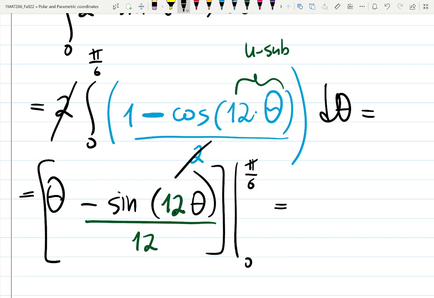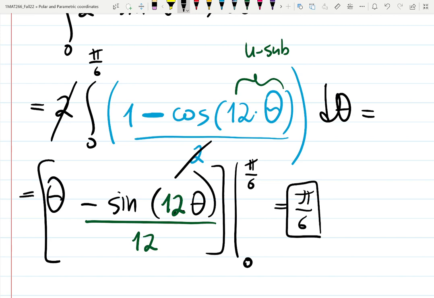It will be pi over 6 minus sine 12 times pi over 6. That actually gives you 2 pi, that is 0. So just pi over 6 is left first. And then you plug 0, but 0 and 0 gives you 0. So the answer is pi over 6.